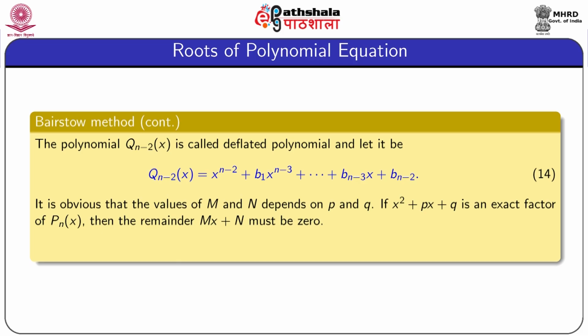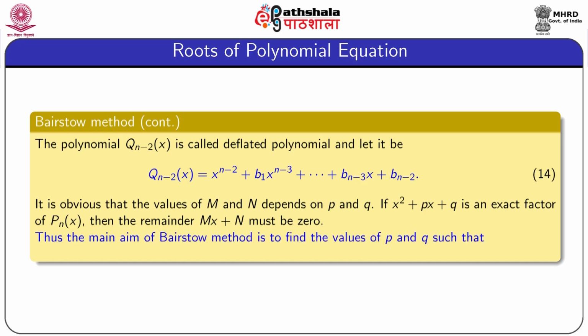If the quadratic factor is not an exact factor of Pn(x), then m and n are non-zero, but they are small quantities. Thus, the main aim of this method is to find the values of p and q such that the value of m at (p, q) equals 0 and the value of n at (p, q) equals 0. Since the values of m and n depend on the values of p and q, we consider here m and n as functions of the variables p and q.